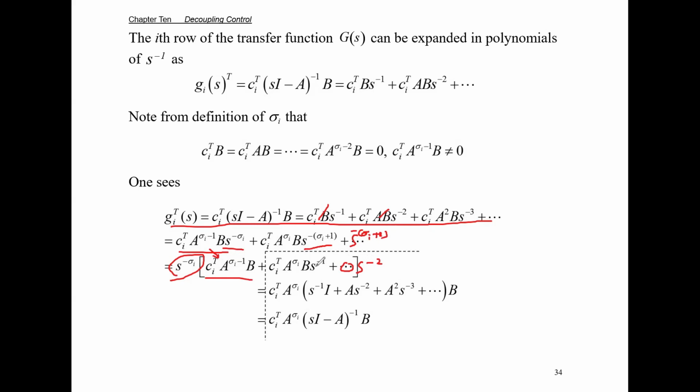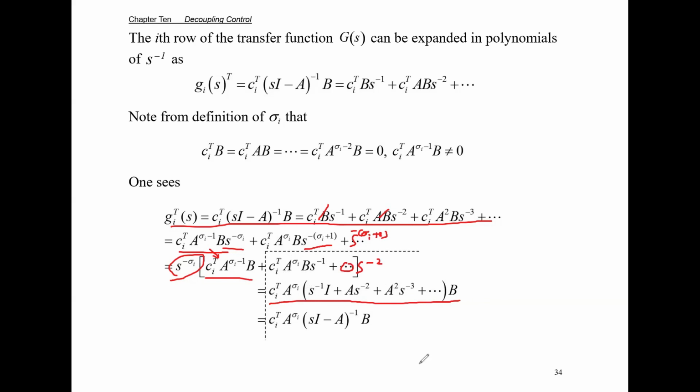S, of course, is a scalar, so I can take out this B on the right side. Then I can also take out this A to the power of sigma I. Then this term will still be identity, but this one is A to the power of sigma I plus 1. So we have A, here we have A squared, and upwards up to infinity. So this is how we express this one in this form.